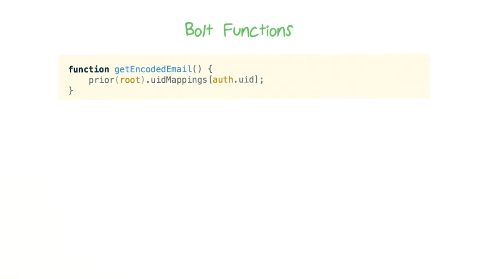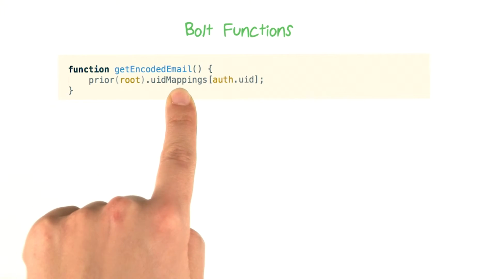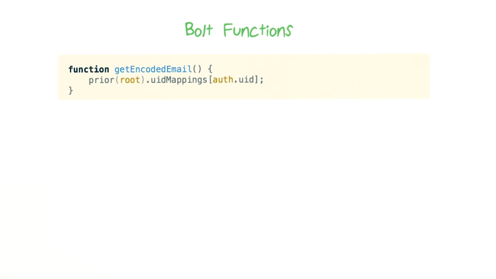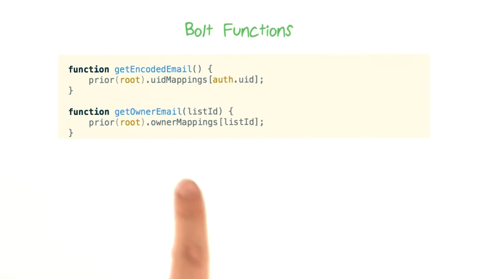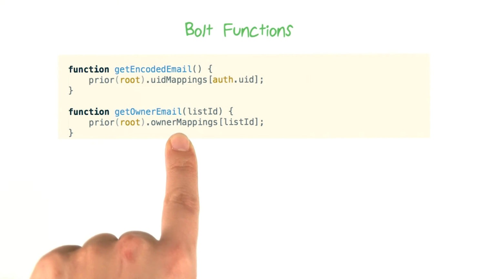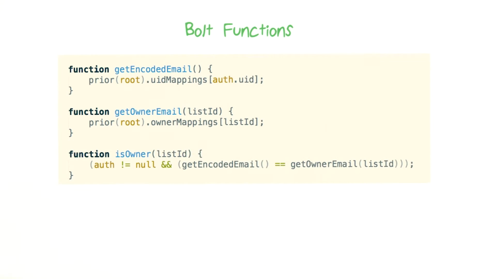I'm not going to go over the semantics of all of it. I'll provide a link to some of the Bolt documentation for that. But basically, it's doing the lookup in that UID mappings table to get you the encoded email. And here's another function, which when passed in a list ID parameter, goes into the owner mappings node and gets you back the owner email for that list. And here's yet another function, which combines these two other functions to get your encoded email and compare it to the email of a list.